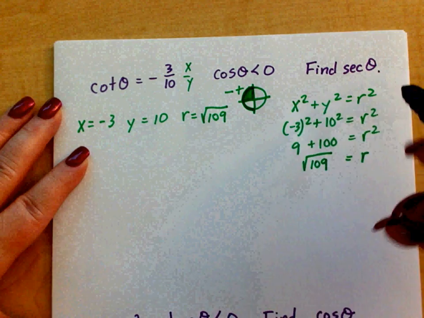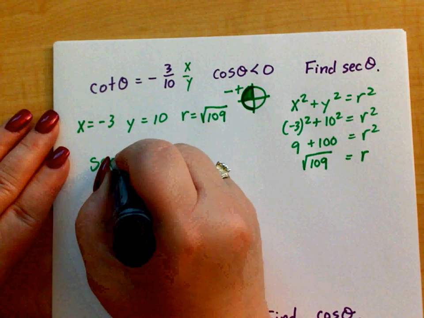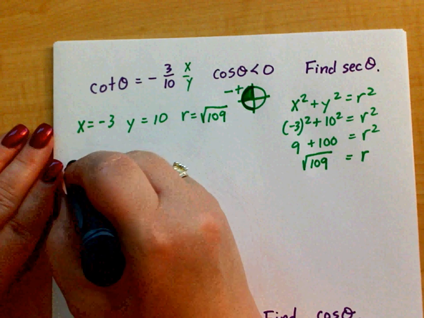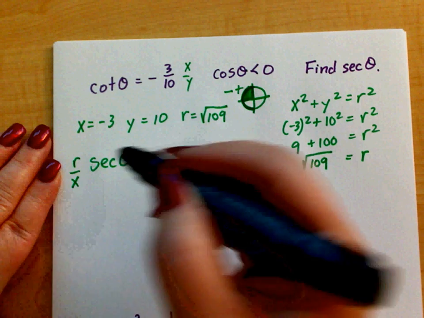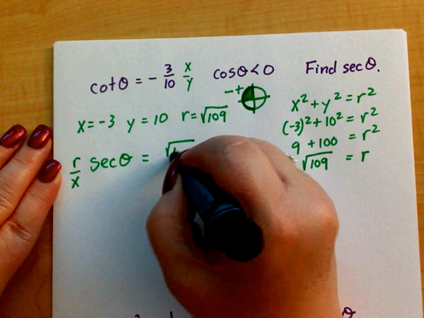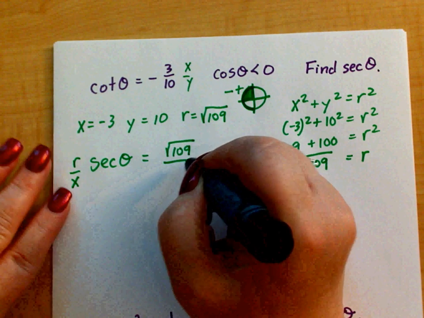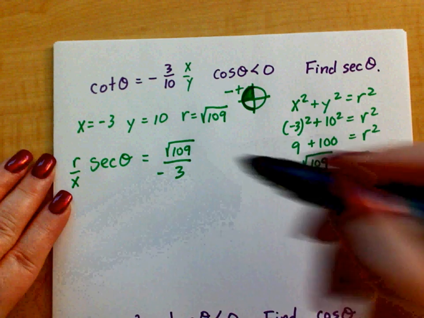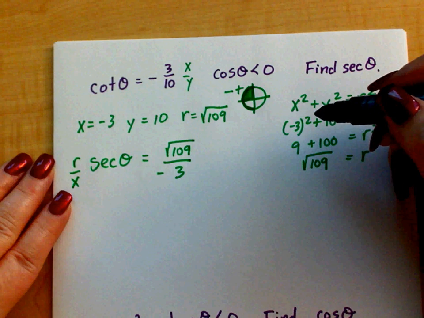They ask me to find secant of theta. And remember, secant is reciprocal of cosine, so it's r over x. So secant of theta will be square root of 109 divided by x, which is negative 3. So it's going to be negative square root of 109 over 3.